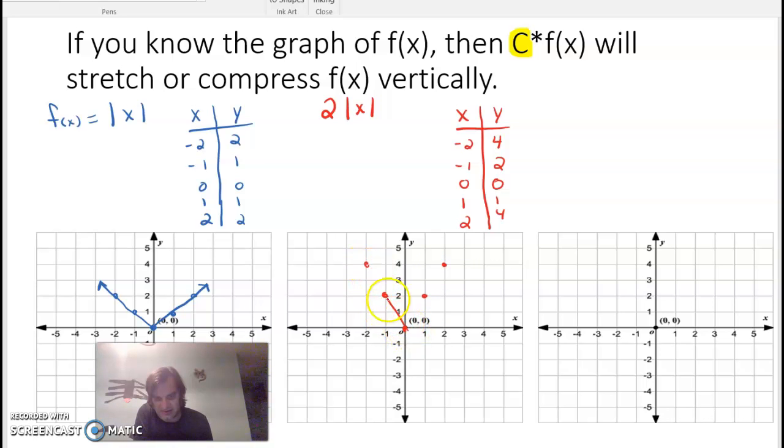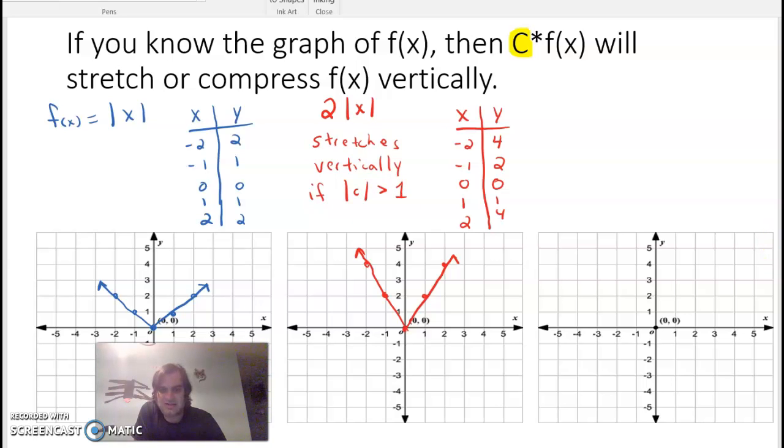And there's different words used to describe this. What I usually say is it stretches vertically, and that is if the absolute value of the number we have there is greater than 1. So when I say the absolute value greater than 1, that means if it was a negative 2, not only would it stretch it, but it would also flip it over. But the fact that it's a number bigger than 1 or less than negative 1 means it's going to kind of close that up around the y-axis.